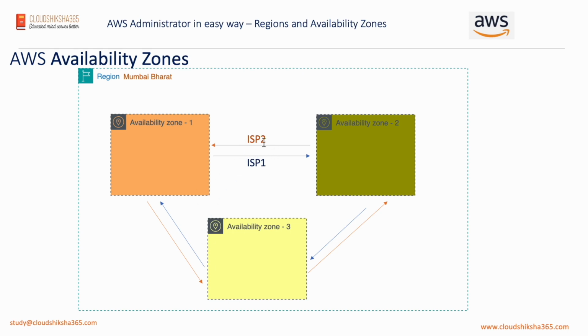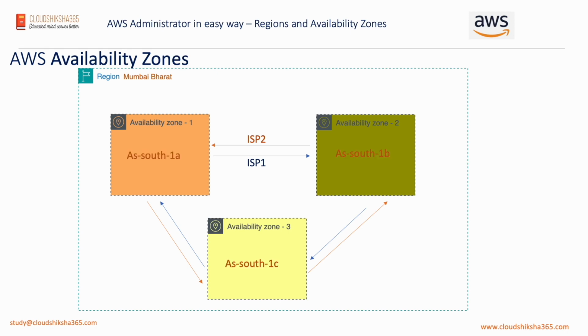So let's say there is Airtel, there is Tata, Reliance, or there can be more than two internet connections which are connecting them to each other, so that if, let's say, our one VM is running here, our database is running here, then still the copies are synced to other availability zones, so that we always have high availability or a backup copy of our systems.